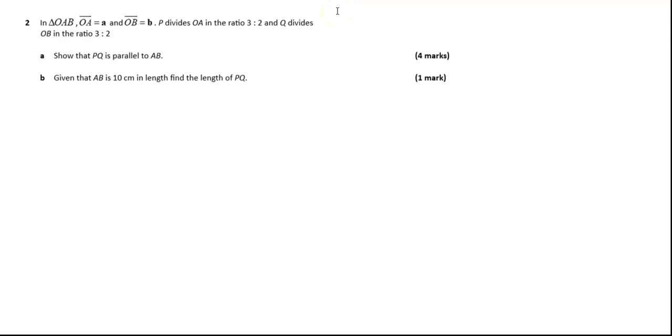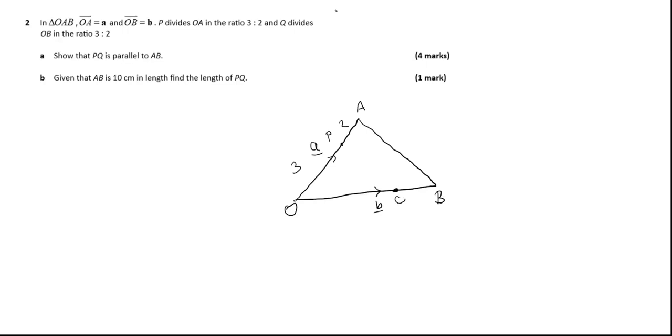So in the triangle OAB, we know that O to A is a, and O to B is b. We also know that P divides OA in a ratio of 3 to 2, so let's put P over here, at a ratio of 3 to 2. And Q divides OB in a ratio of 3 to 2. Let's put Q over here, and this is 3 to 2.